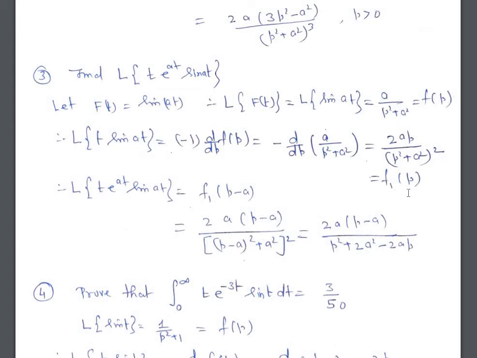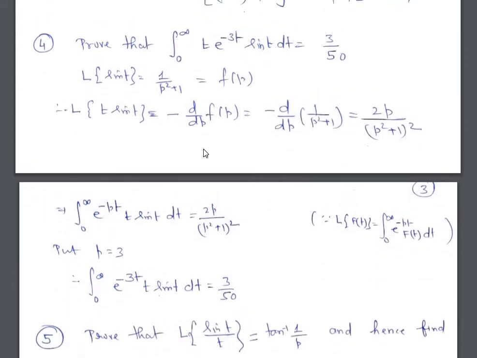So take this to be F1(p). Therefore, L of t into e to the power at sin at. Now we have multiplied by e to the power at. So the Laplace transform of this will be F1(p minus a), meaning wherever we have p, we replace it by p minus a. So we have 2a into (p minus a) upon ((p minus a) whole square plus a square) whole square, which on simplification comes out to be 2a into (p minus a) divided by (p square plus 2a square minus 2ap) whole square.